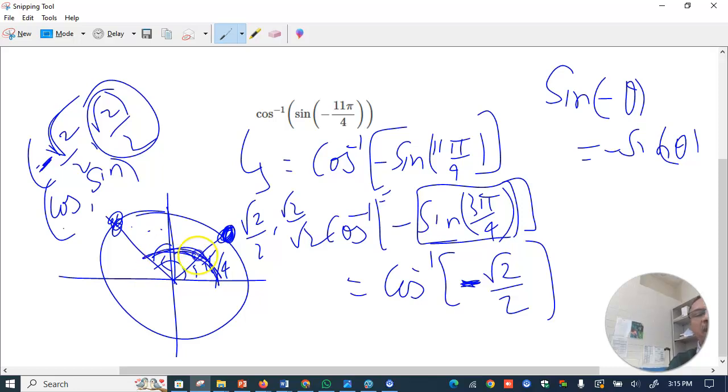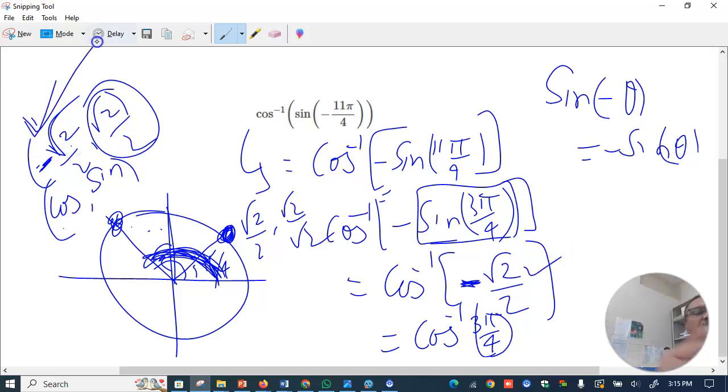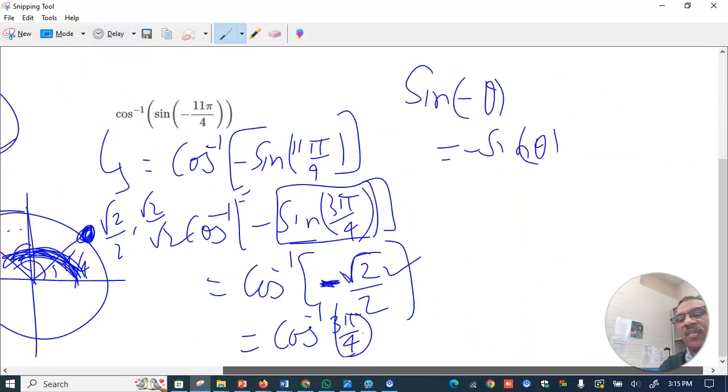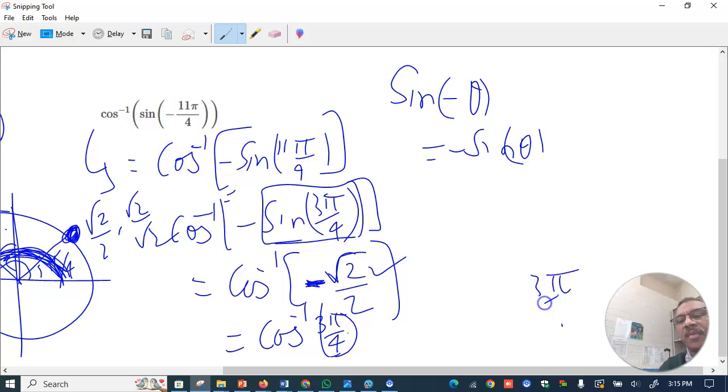So this is 3 pi by 4. So it gets you to cosine inverse of minus root 2, because this piece is minus root 2 right here, which I showed you, and cosine inverse of minus root 2 is 3 pi by 4, which is in the domain of 0 to pi, okay. Hope that helps. Let's do another one maybe.